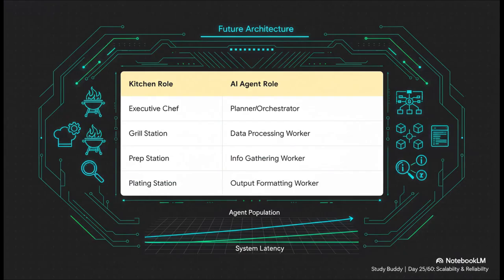And look at the direct parallels here. The executive chef, that's your planner agent calling the shots. The grill station, doing all that intense work, that's like your data processing worker. The prep station, getting all the ingredients ready, that's your information gathering worker. And the plating station, making it all look pretty at the end, that's the agent formatting your final output. Each one has a single job, and they do it without getting in each other's way.